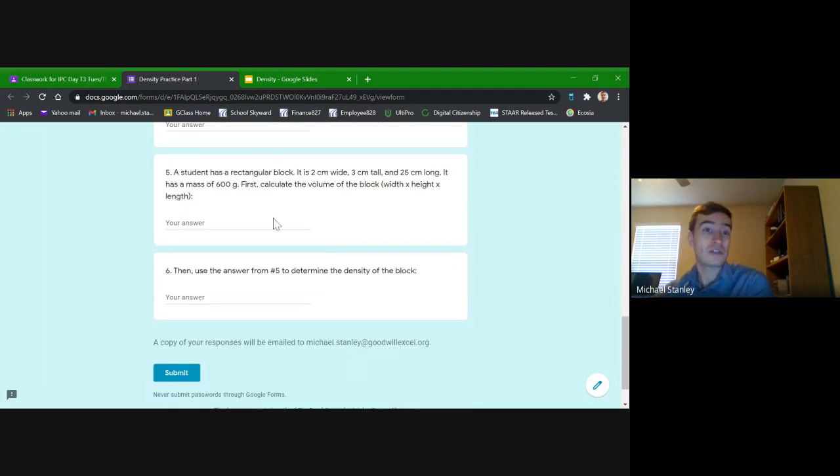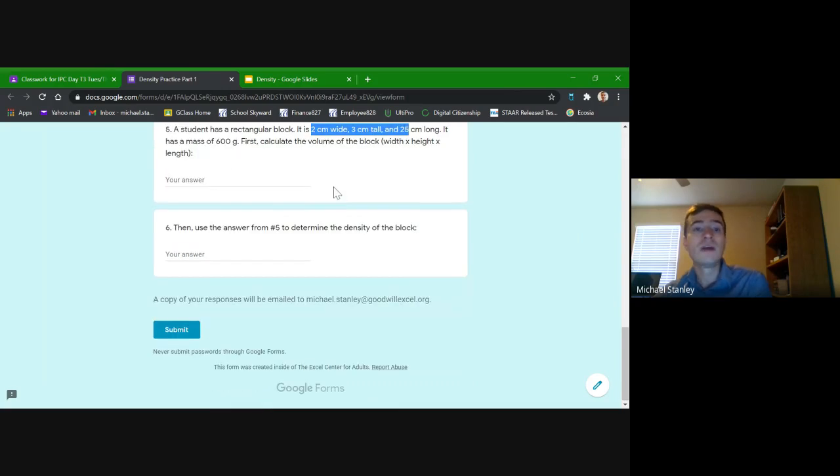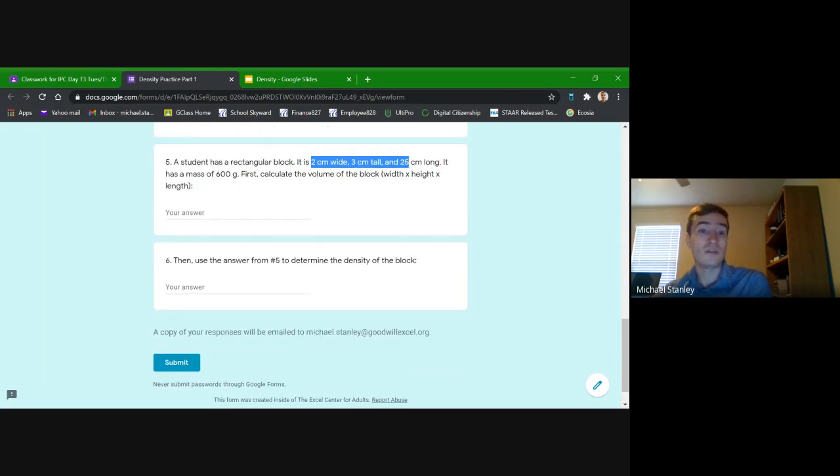And then the last two questions on this first worksheet go together. The first thing is it tells you that you've got this rectangular block, and it's a 2 by 3 by 25 centimeter block, and its mass is 600. So the first thing that you have to do is figure out its volume based on these dimensions: width times height times length. And then use that volume and the mass that it gives you in order to calculate the density. So density equals the mass divided by that volume.